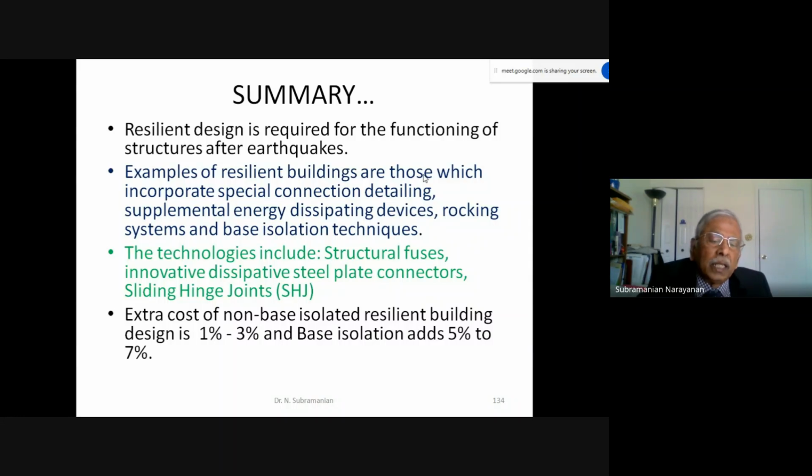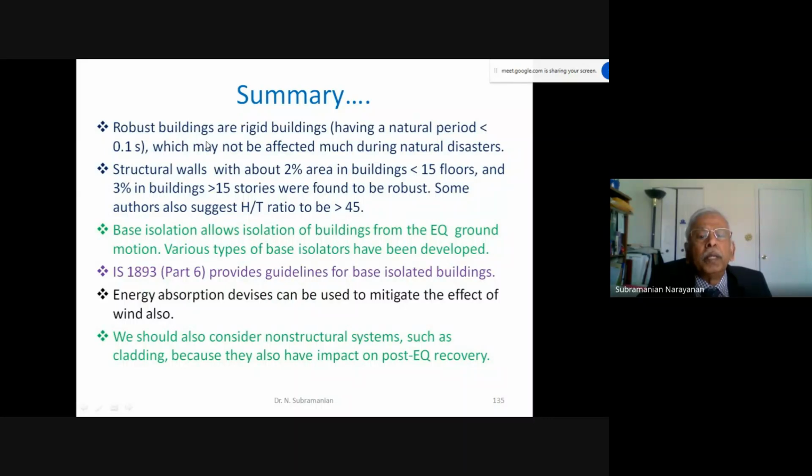So as I already informed, the extra cost is 1 to 3% in non-base isolated resilient buildings, and 5 to 7% in base isolated buildings. Robust buildings or rigid buildings have a natural period less than 0.1 second, which may not be affected much during natural disasters. Structural walls with about 2% area in buildings less than 15 floors and 3% in buildings greater than 15 stories were found to be robust.